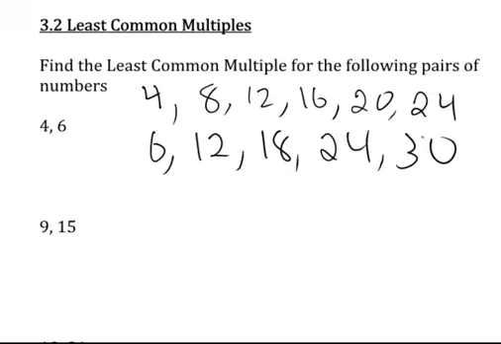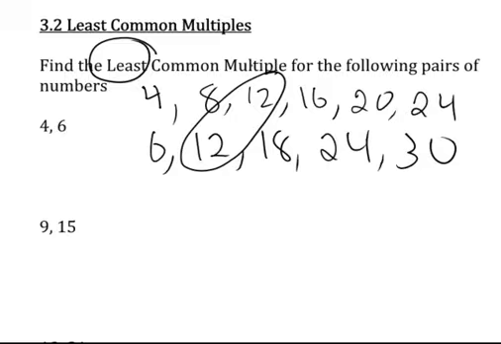So I notice in those two rows I have numbers in common. I have the number 12 in common. I also have the number 24 in common. But the least common multiple is saying, what's the first number we have in common? Well, that happens to be 12. 12 is the smallest number that they both have in common. Now, you can always make a list like this, and this works really well.